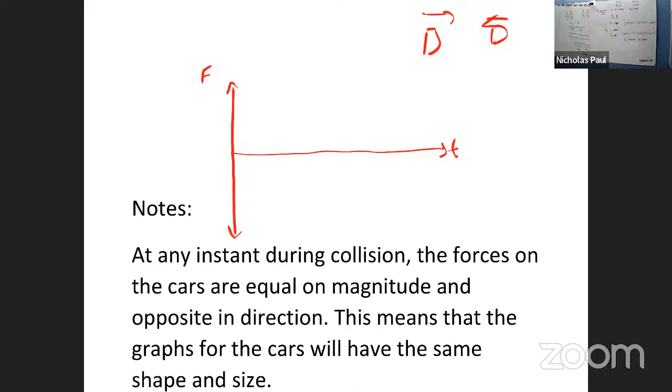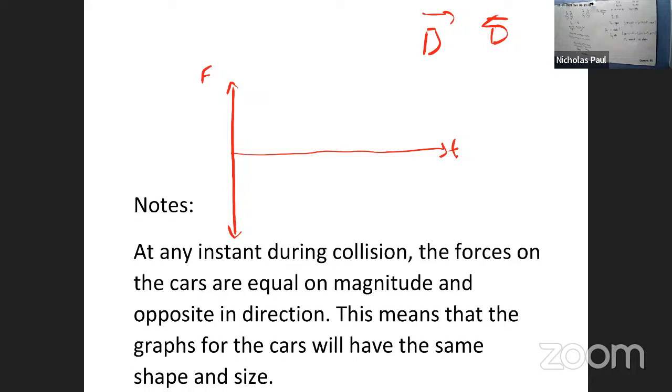So at any instant during the collision, the forces acting on the cars are equal but opposite in direction. That makes sense? So this means that the graph will have the same shape and size. Whatever shape you draw should be the same for A and for B, but in opposite directions. So one will be positive and one will be negative, one above the graph and one below the graph. So you're confident?